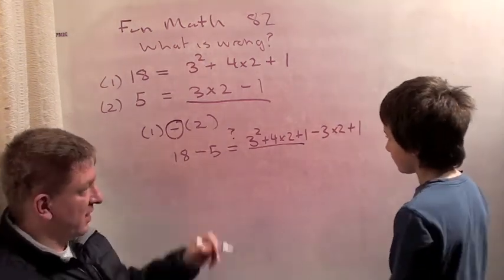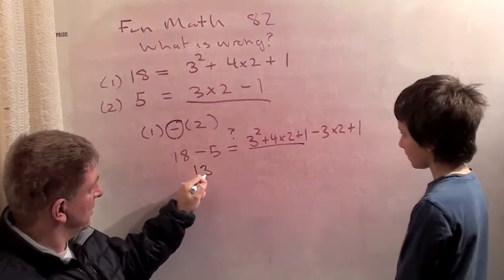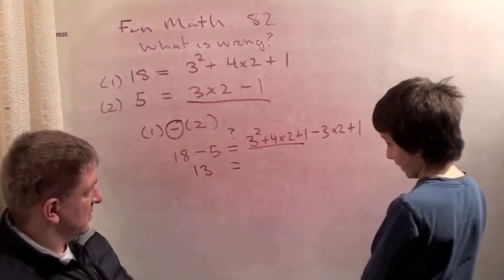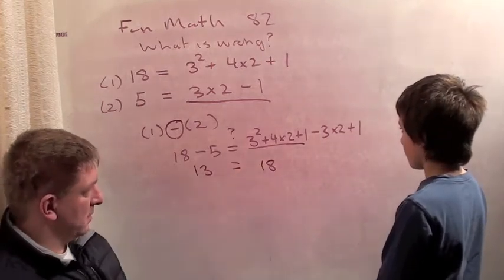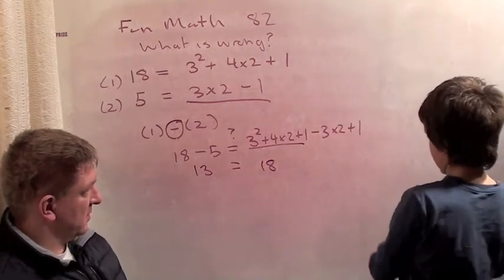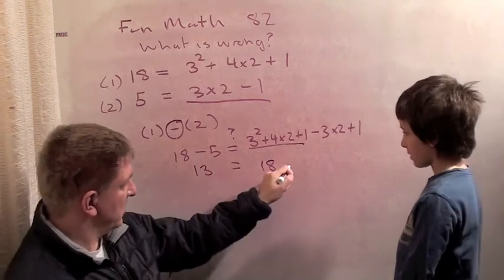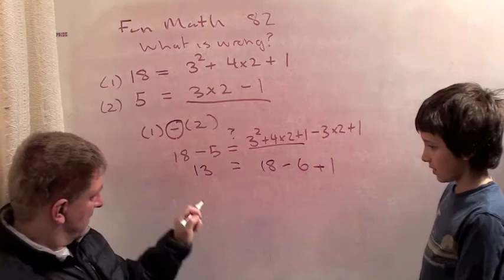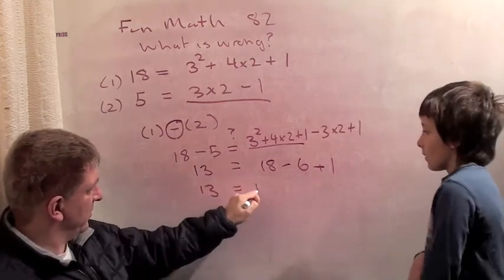What is 18 minus 5? It's 13. What is 3 squared plus 4 times 2 plus 1? It's 18. 18 minus 6 plus 1. That is 13. Okay. 13 does equal 13.